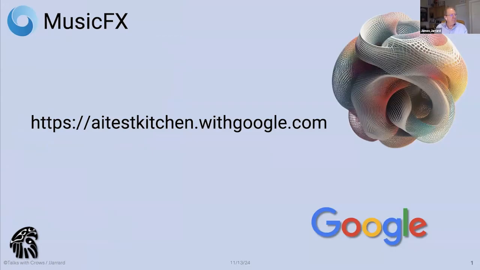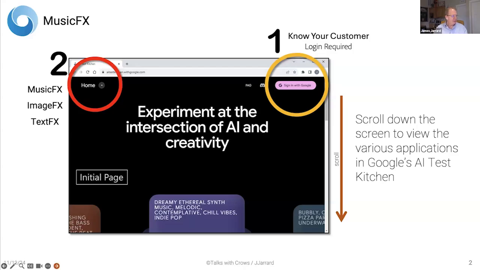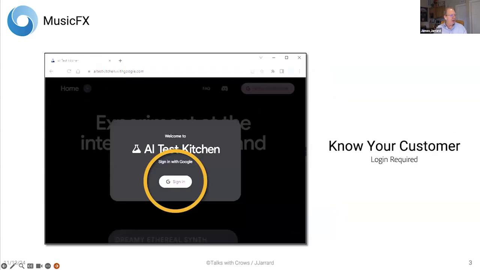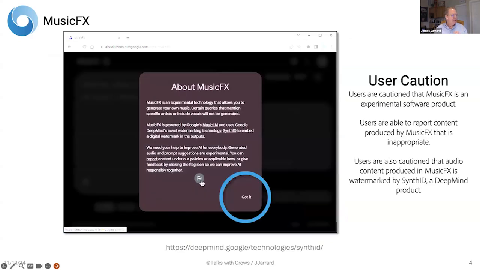Address, because it's pretty cryptic. We're going to look at this in just a second. It's aitestkitchen.withgoogle.com. So this is Google scientists, and this is how they are experimenting. And you know it's going to demand that you sign in, that you authenticate who you are. AI Test Kitchen, and you're going to sign into it.